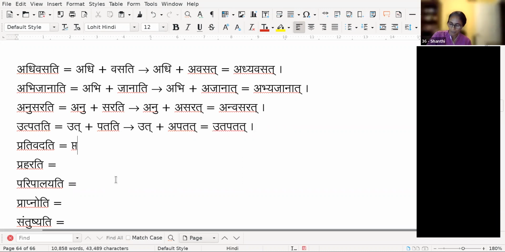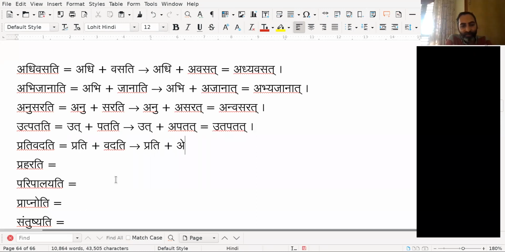Prati plus vadati. Prati plus avadat, pratyavadat. Prati plus vadati. Prati plus avadat. Pratyavadat. Okay. Prati plus avadat, pratyavadat. Pratyavadat. Praharati. Samyak. Okay.